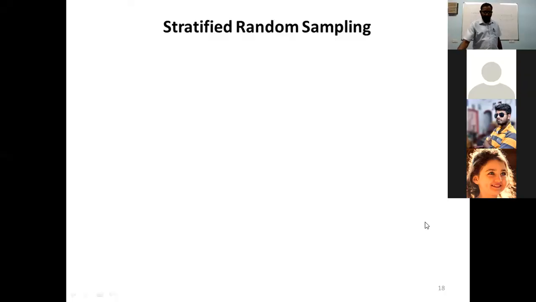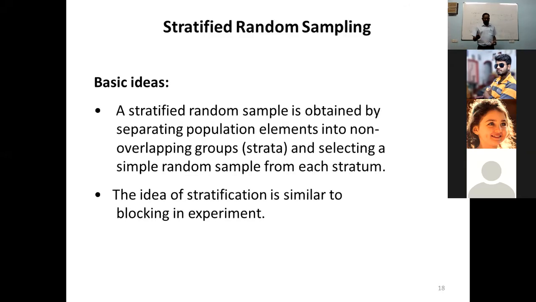Is it clear? So this is the concept behind stratified random sampling. Now I will go through the notes. The basic idea: a stratified random sample is obtained by separating population elements into non-overlapping groups, which are called strata. Do male overlap with female? No. Male is separate, female is separate. So we are dividing into non-overlapping groups, called strata, and selecting a simple random sample from each stratum. This is what I said: after selecting the numbers, the sample can be selected from each stratum separately.